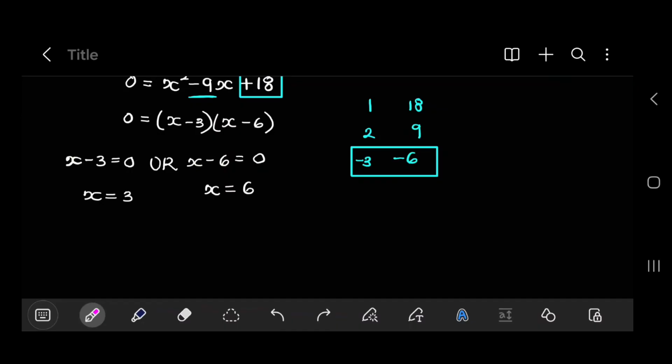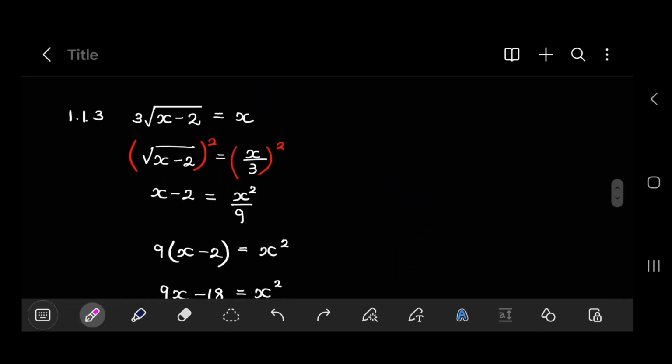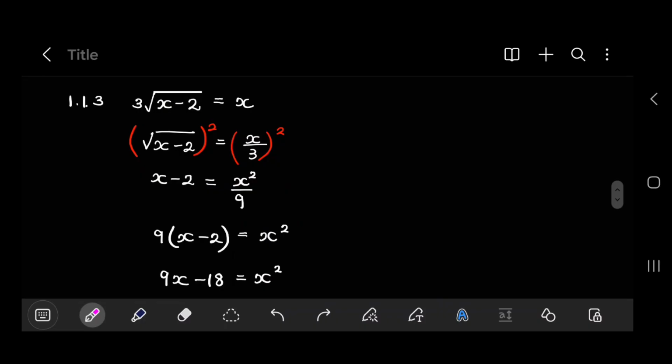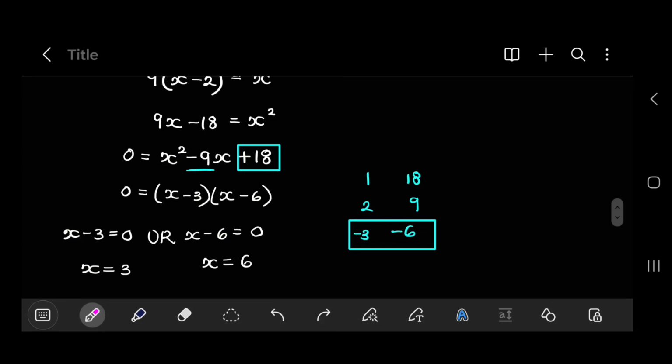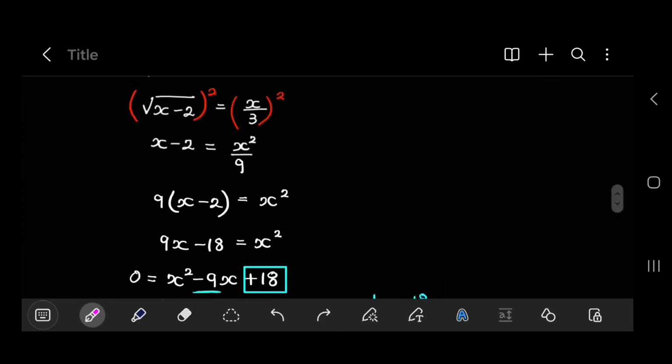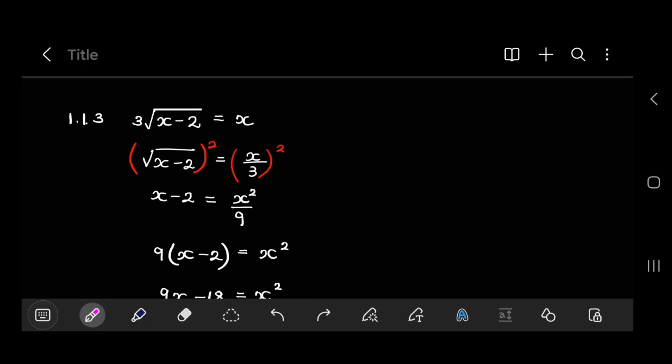Something important to remember is that when it comes to these questions where you've got a surd and you're solving for x, it is always necessary for you to check if both your x values work out. So we're going to take the 3 as well as the 6. We're going to substitute on the left-hand side, and it needs to equal the right-hand side. So you can just do this on your calculator, but I'm actually going to write it down so we see what we're working with. Let's first try out 3.